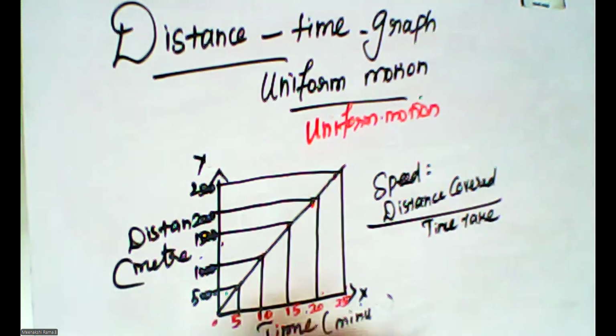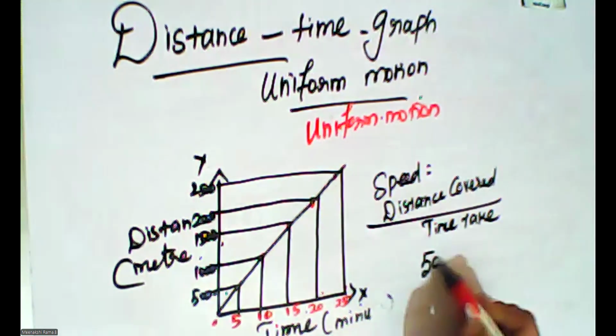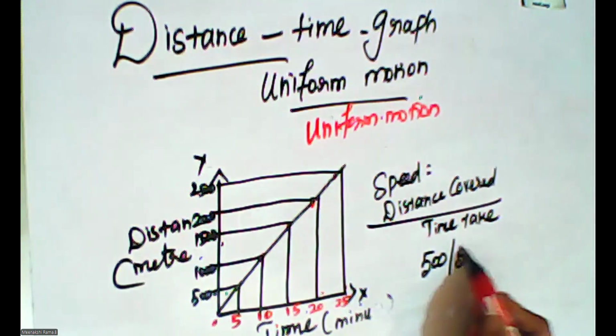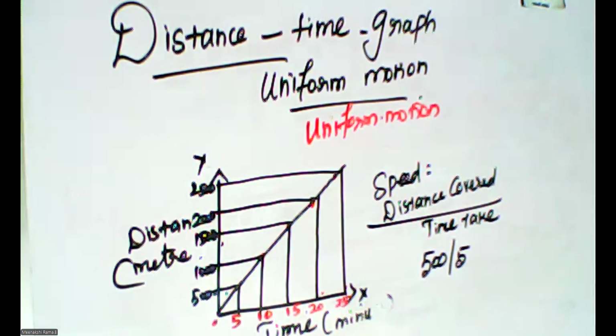Yes, this is the time taken. Details, this is the distance covered. So, distance covered by time taken. How much distance did he cover? He crossed 500 meters. The time taken is 5 minutes. So 500 divided by 5 means 100 meters.